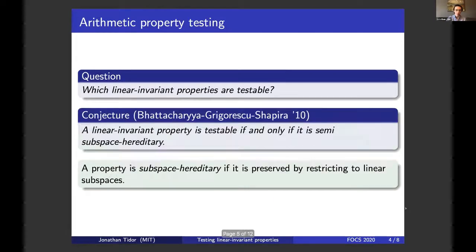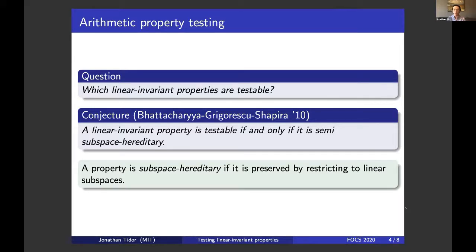So there's a conjecture in this field, which is that a linear invariant property is testable if and only if it satisfies a combinatorial classification known as being semi-subspace hereditary. This conjecture is from Bhattacharya, Grigorescu, and Shapira in around 2010. So a property is called subspace hereditary if it's preserved by restricting your function to linear subspaces. And this semi-subspace hereditary is a slight technical modification of this that I won't get into. So Bhattacharya, Grigorescu, and Shapira, they prove that the only properties which could be testable are the semi-subspace hereditary properties.